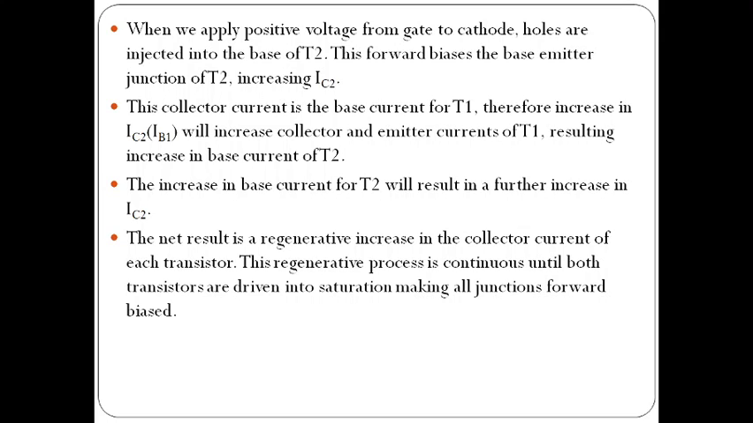This regenerative process continues until both transistors are in the saturation region. That means all the junctions are forward biased. This results in a large anode current, which is limited by the limiting resistor R. It is already shown in the previous diagram. So the SCR two-transistor model is nothing but using one PNP and one NPN transistor, we can make the SCR operation.